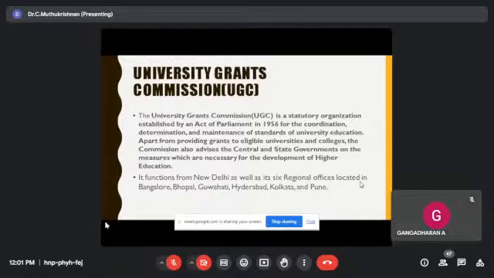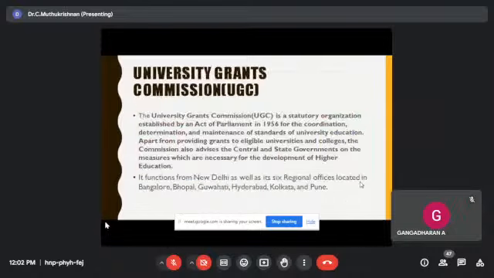How do we develop higher education? These are all the things they have discussed about quality education as well as maintaining the standards of university education. So these are all very, very important in the University Grants Commission, UGC. And it functions from New Delhi as well as 6 regional offices. So one is Bangalore, second one Bhopal, third one Guwahati, fourth one Hyderabad, fifth one Kolkata, and sixth one Pune. So Bangalore, Bhopal, Guwahati, Hyderabad, Kolkata, and Pune.